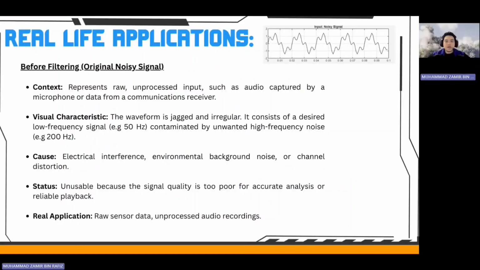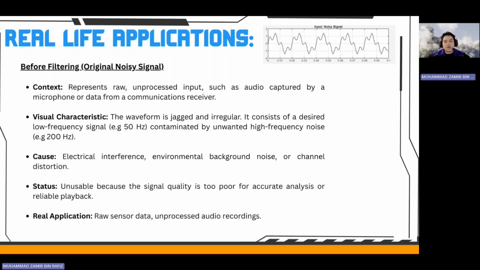The real life application. Before filtering, which is the original noisy signal, as we can see up here, is the input. For context, it represents raw unprocessed input such as audio captured by a microphone or data from a communication receiver. For the visual characteristic, the waveform is quite jagged and irregular.